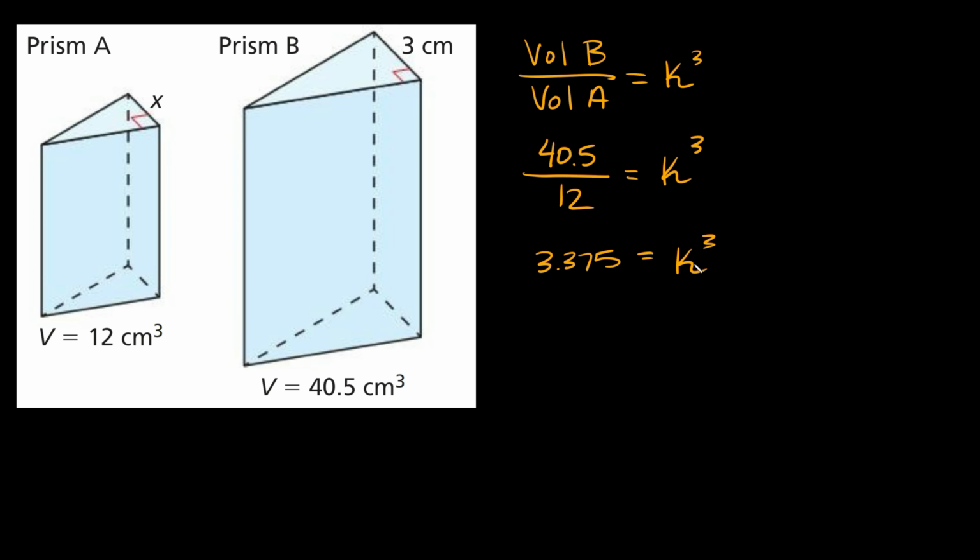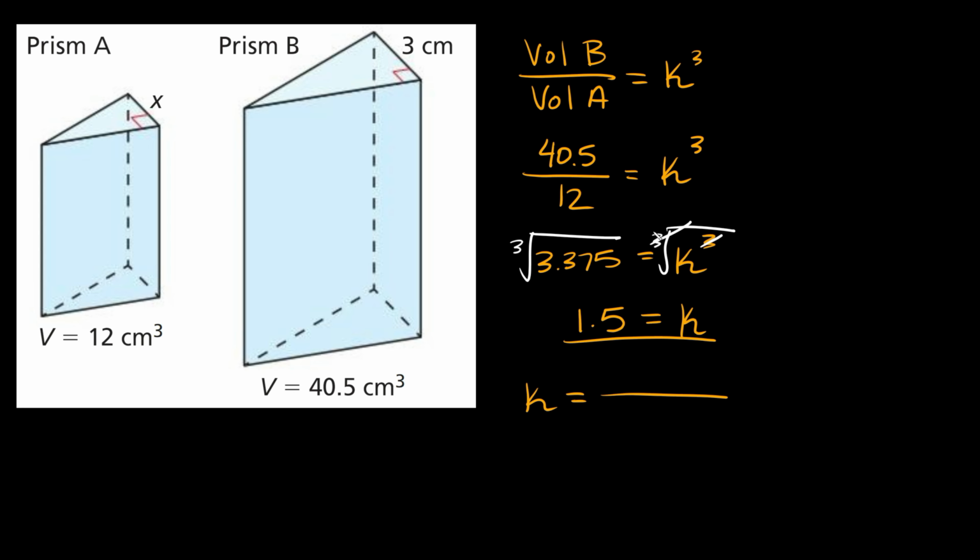All right, now in order to solve for k, the scale factor, we need to get rid of this exponent, this 3, and in order to do that, we have to take the cube root of both sides. Okay, so on this side, the cube root and the cubed exponent cancel out, so we're just left with what's inside, which is just this k, the scale factor, and that's going to be equal to the cube root of 3.375, which is equal to 1.5.